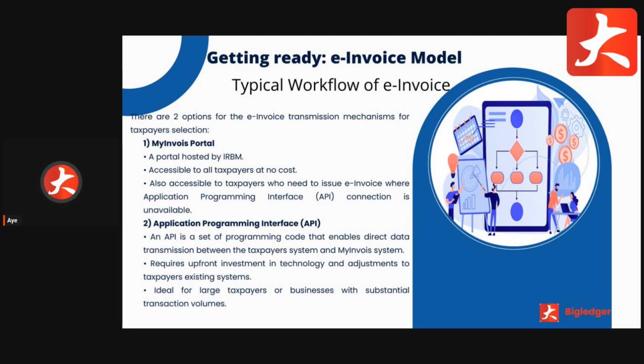Okay. Second part is API. So this one, API, is usually used to connect to your system, ERP system. So from your ERP system, the service provider will submit the e-invoice, your documents, to LHDN site through the API. Using this API is usually ideal for the large taxpayer or businesses with substantial transaction volumes. So if let's say you have too many transactions every day, then it's better to use API to do the submission.